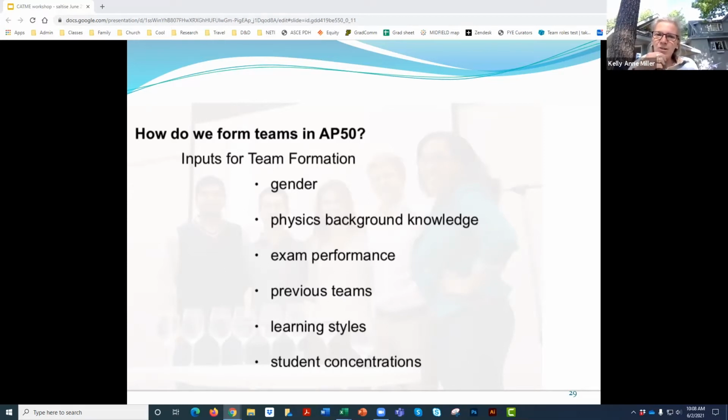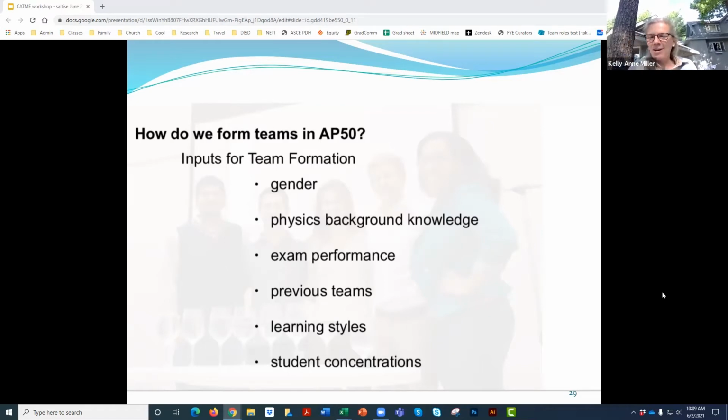So, I mean, we use a lot of performance-based metrics, like we have the students do the FCI or the CSEM. And so we use that as one of the inputs for making sure that the teams have about the same average physics background knowledge. As the course progresses, we use exam performance, again, to make the groups more equitable. Because we want the students to not be working with the same people twice, we use membership from their previous team as one of the inputs to make sure that no two students are working together twice.